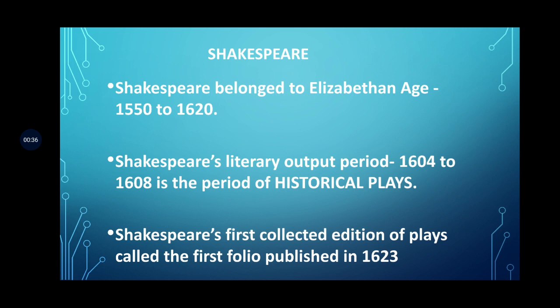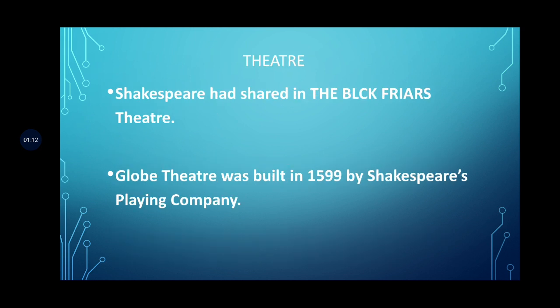Shakespeare's biography I have already told you, so these are a few outlines. Shakespeare belonged to the Elizabethan age, 1550 to 1620. Shakespeare's literary output period is from 1604 to 1608, and it is the period of his historical plays. Shakespeare's first collected edition of plays is called the First Folio, and that was published in 1623.